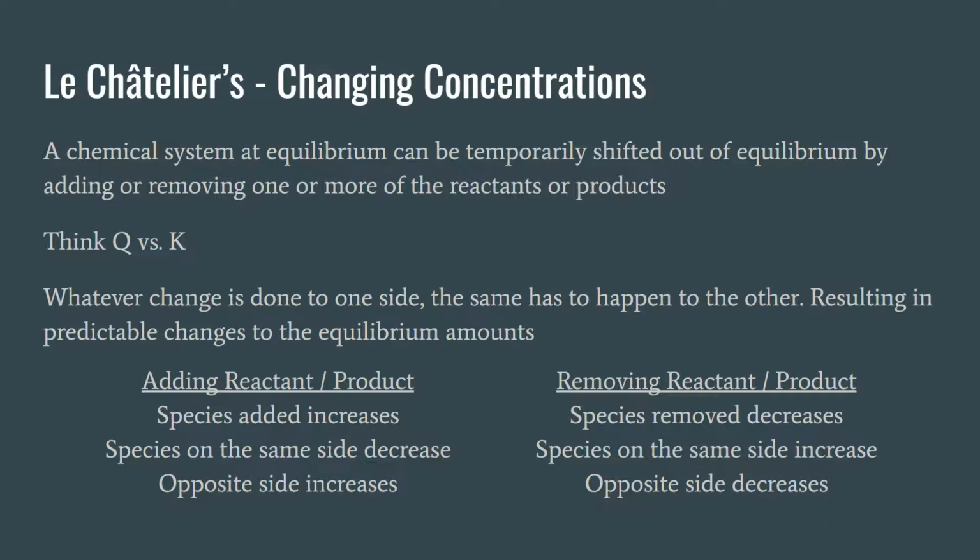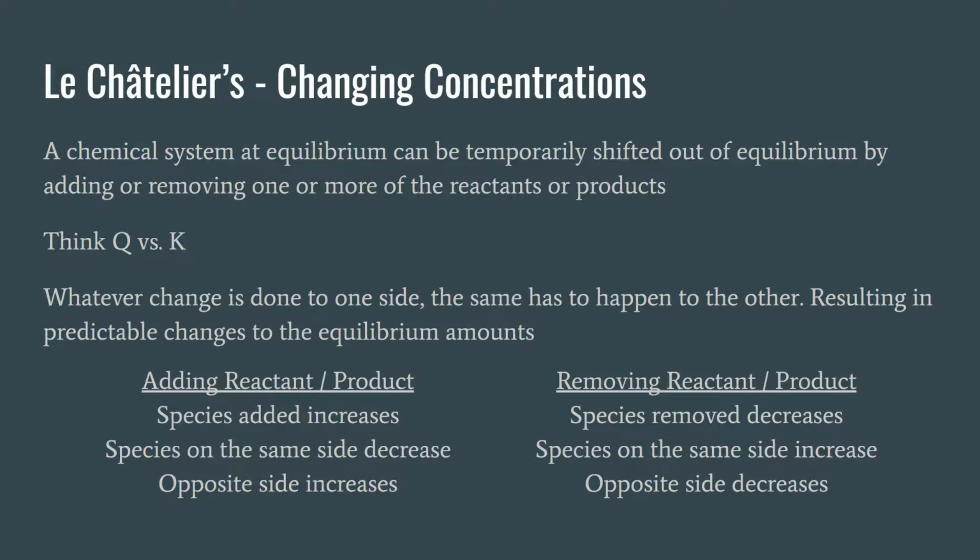So for example, if I add reactants or products, then the opposite side is also going to increase. What's a little bit trickier is whatever I add in, so let's say I add a reactant, that reactant is going to go up just slightly. But any other reactants that are in the reaction are going to go down because they're going to be consumed as they're used to produce the products as that product side increases.